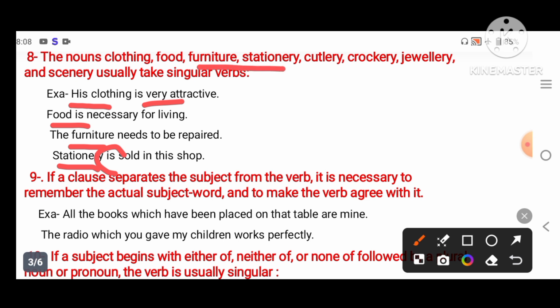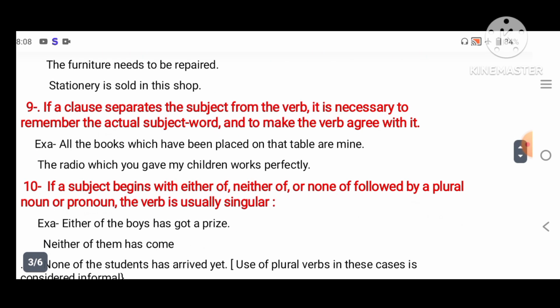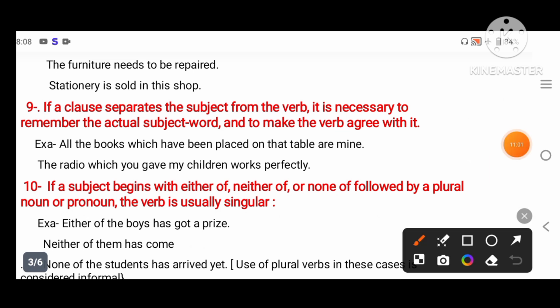So these are the singular nouns, so they will take the singular verb. Okay, next, if a clause separates the subject from the verb, it is necessary to remember the actual subject word and make the verb agree. What is the meaning of a clause? A clause is a group of words which has a subject and a verb, and it gives a certain meaning. Look at this: all the books which have been placed on that table.